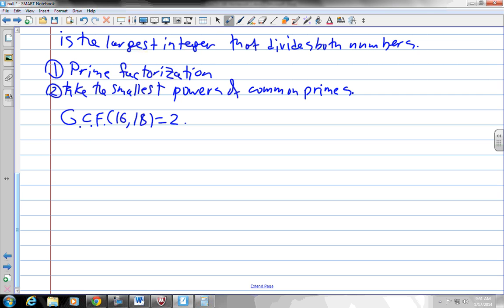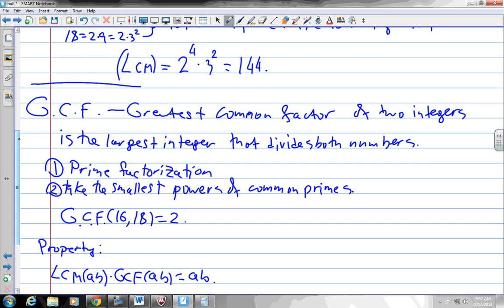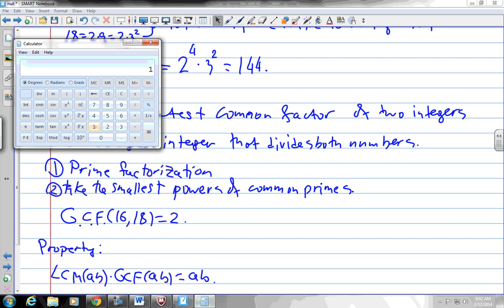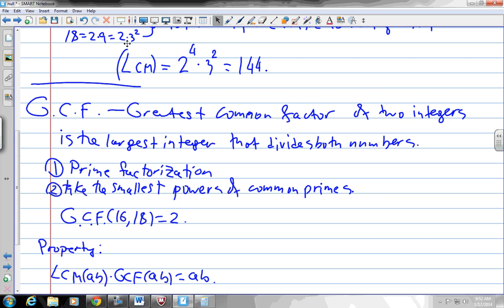There's a nice, cute property. We're not going to prove it, but there's a property about the LCM and GCF. If I take the LCM of two numbers and multiply it by the GCF of the two numbers, I'll actually get the product of those two numbers. And you can just check it with this one. 144 times 2 is 288, right? And 16 times 18 is 288. So the product of the least common multiple and the greatest common factor is the actual product of the two numbers. Yeah, it's a good way to check it.